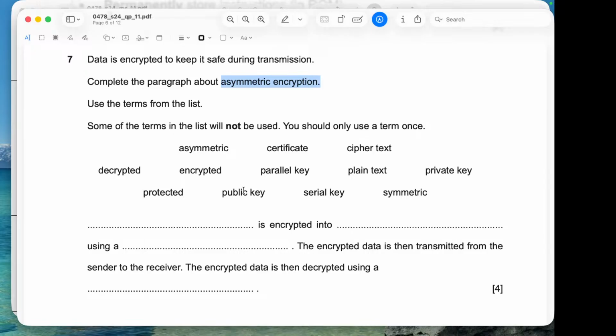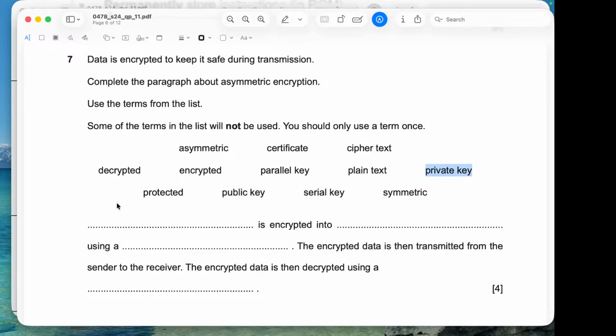And yeah, so good example there. So the first one is plain text is encrypted into ciphertext using a public key. The encrypted data is then transmitted from the sender to the receiver. The encrypted data is decrypted using a private key.